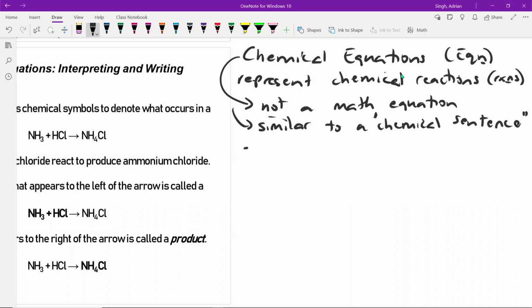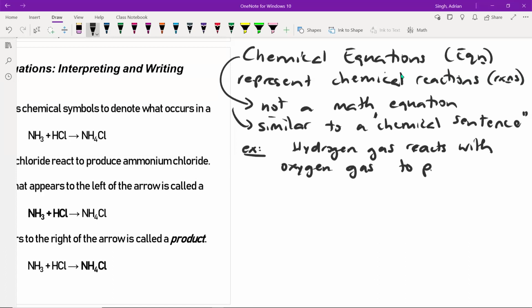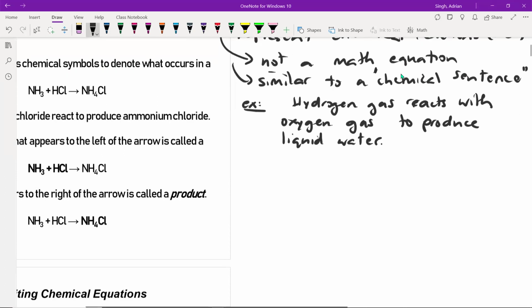So we can say, for example, that hydrogen gas reacts with oxygen gas to produce liquid water. Okay, so that's a fairly straightforward normal sentence that we might be familiar with.